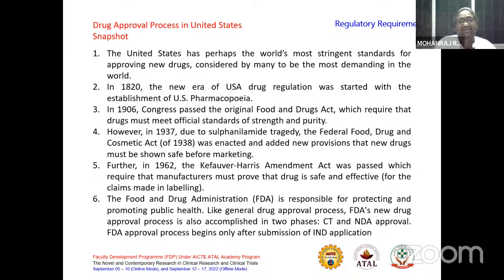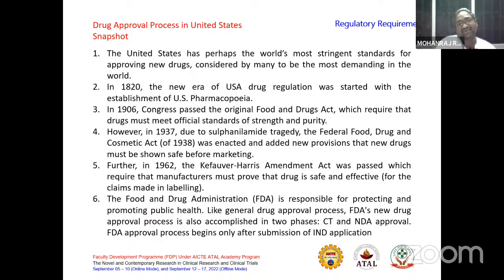Later, in 1937, due to the sulfanilamide tragedy, and the thalidomide disaster, the Federal Food, Drug, and Cosmetic Act of 1938 was enacted and added a new provision that a new drug must be shown safe before marketing. Further, in 1962, the Kefauver-Harris Amendment Act was passed, which requires that the manufacturer must prove the drug is safe and effective for the claim made in the label.